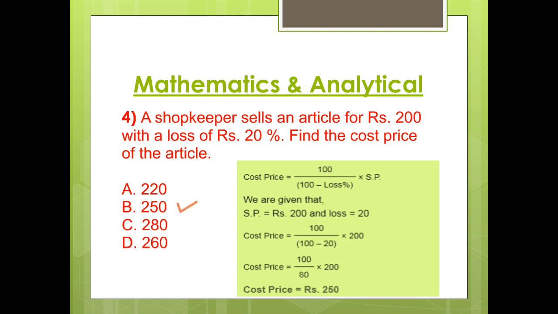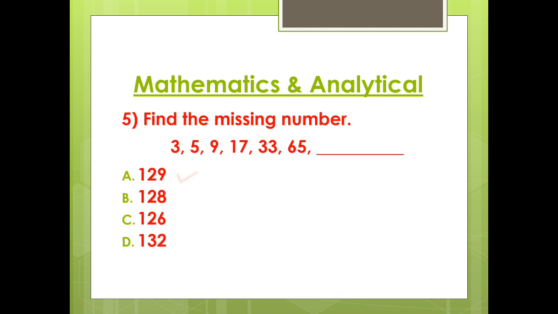So we are given that sales price is rupees 200 and loss is 20. We are considering here that, let's say, x is equal to 100, if you know how to solve these kind of questions. So we are just replacing those values. 100 over 100 minus 20, which is of course equal to 80, into 200. Just solve this out and you get the answer as cost price of 250 rupees.